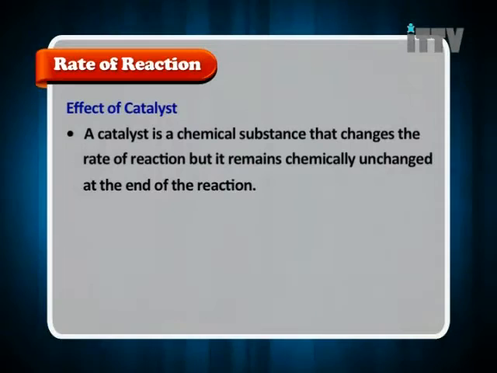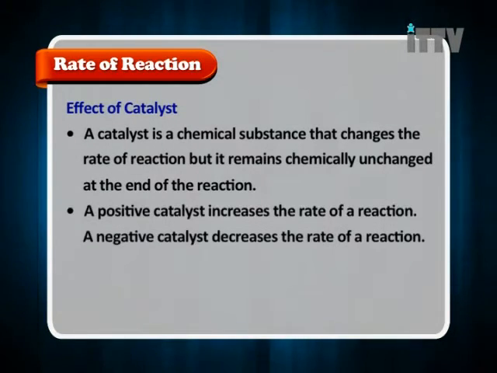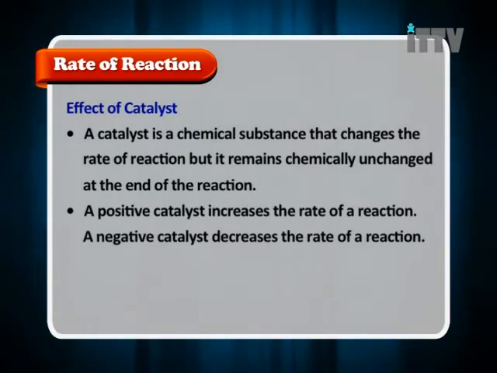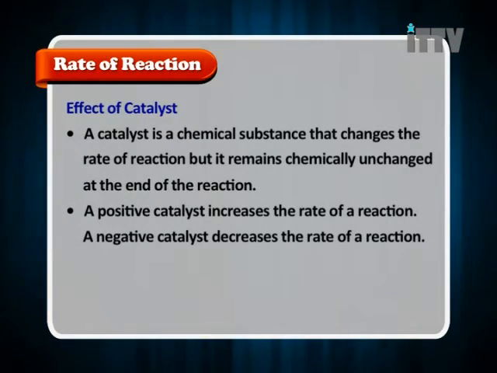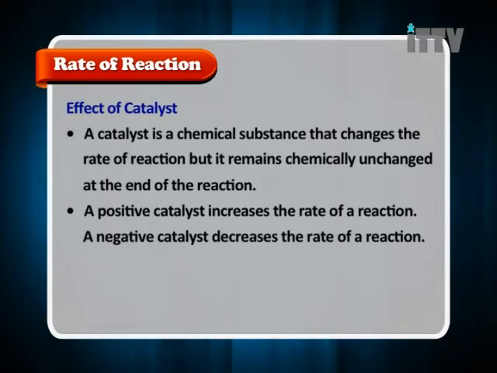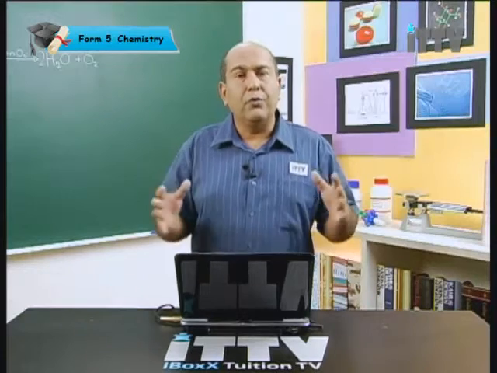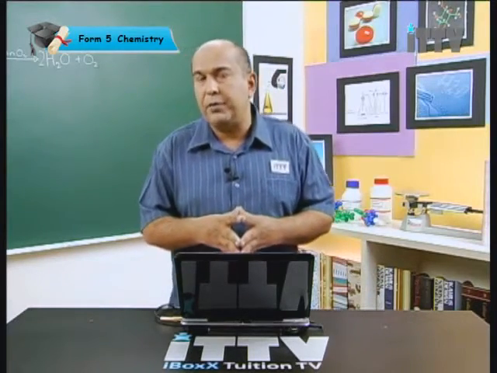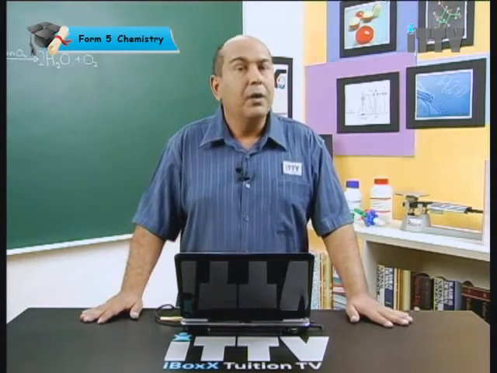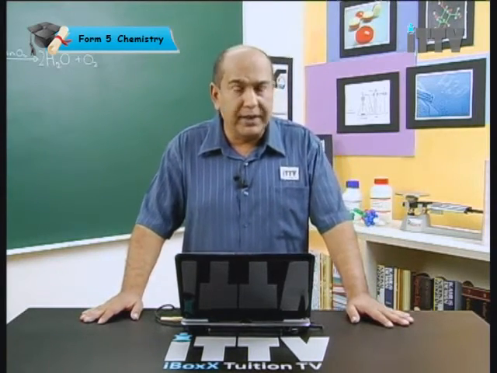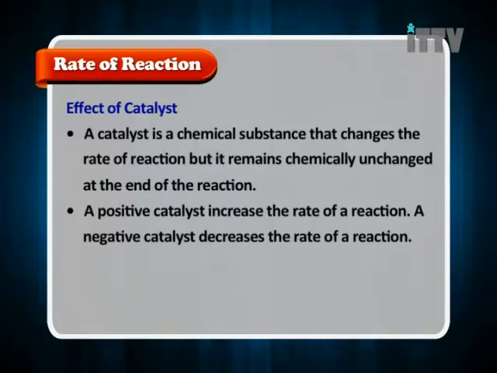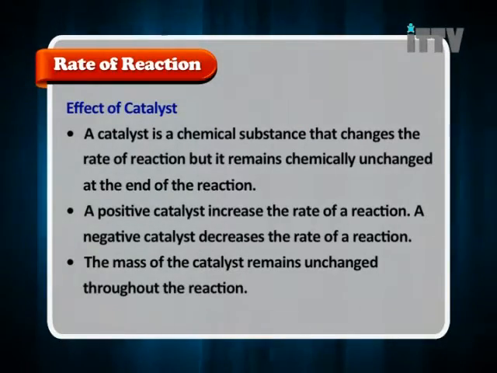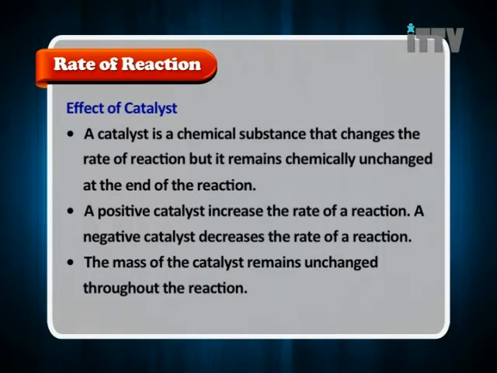Effect of a catalyst. A positive catalyst increases the rate of a reaction. A negative catalyst decreases the rate of reaction. So remember, a catalyst can either speed up the reaction or slow it down. Most of the time, we are going to be dealing with positive catalysts. The mass of the catalyst remains unchanged throughout the reaction.